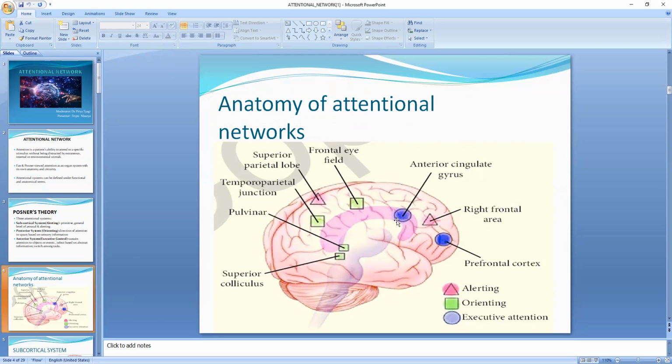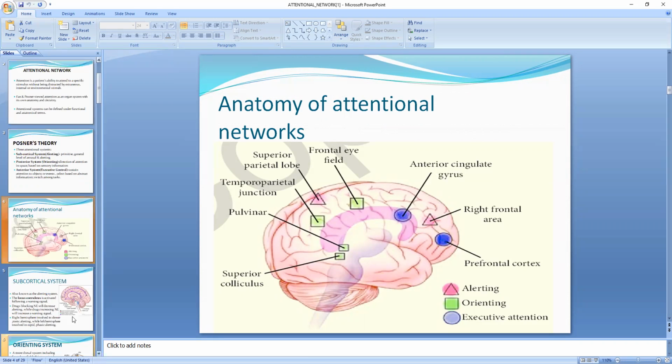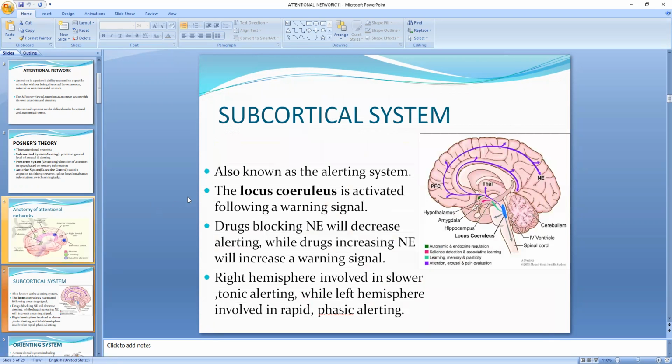The alerting system is represented by this triangle, two areas. First is right frontal area and superior parietal lobe, which is involved in alerting system. Second is the orienting system, which involves the frontal field, temporoparietal junction, the pulvinar, and the superior colliculus. Third is the executive system, which involves the anterior cingulate gyrus and prefrontal cortex. Now we will see each system in particular.